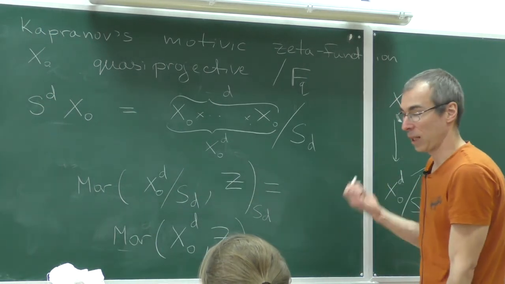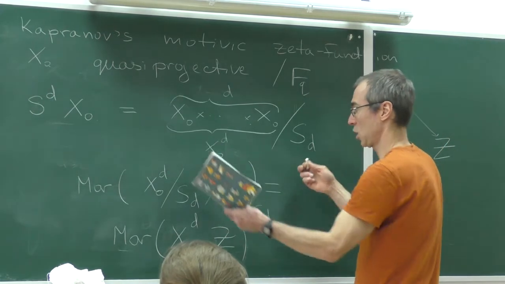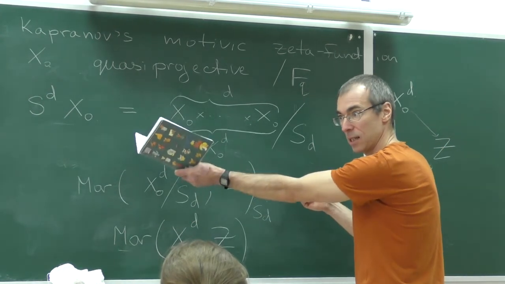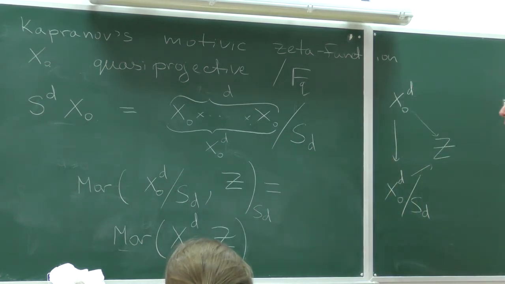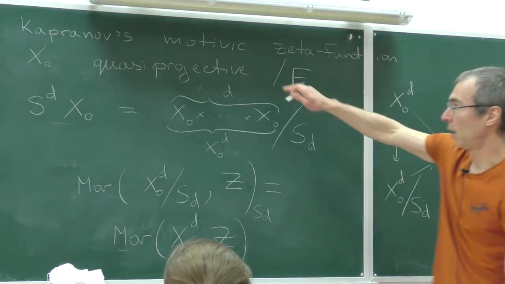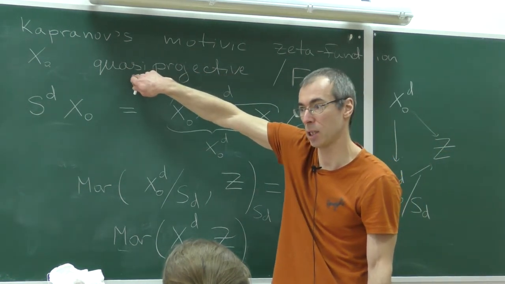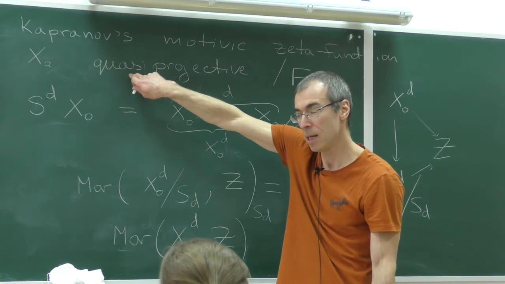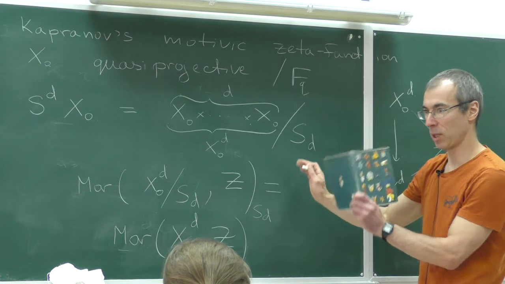So one has to prove that such a quotient indeed exists. It's representable, right? And this is not difficult, but this is where one has to use the assumption that X0 is quasi-projective. So I will only sketch the argument. I will not write it down.